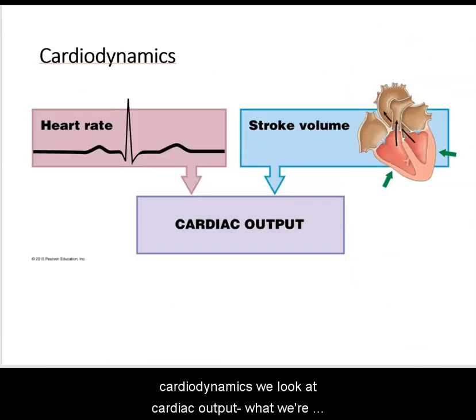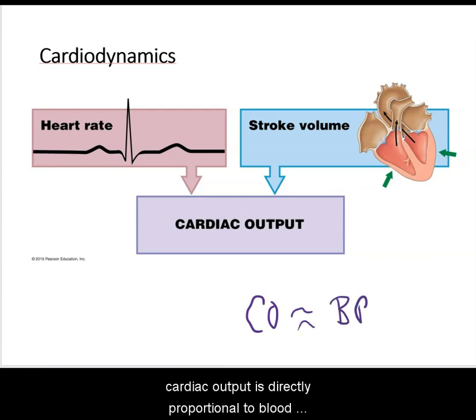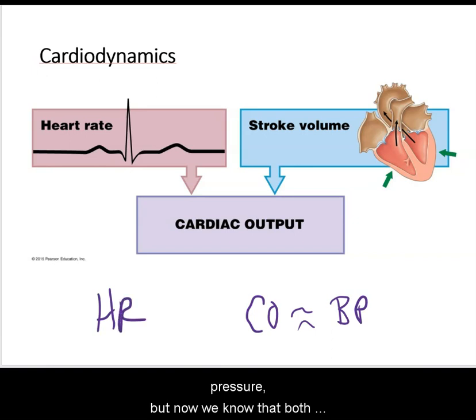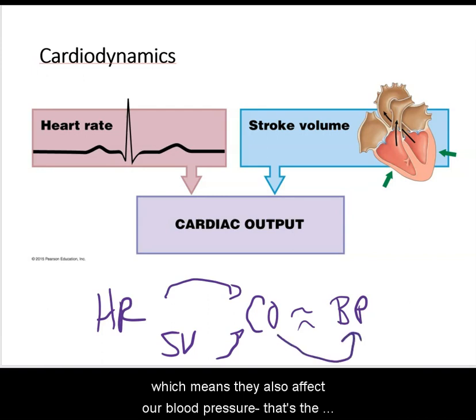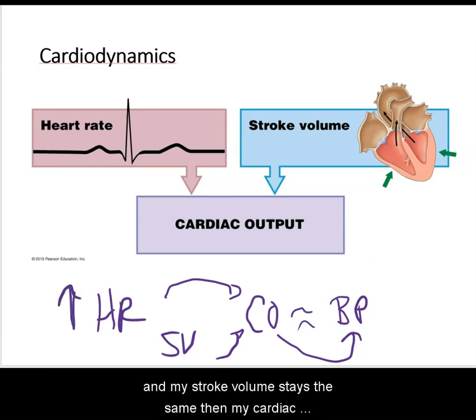So when we look at the cardiodynamics, when we look at cardiac output, what we're looking at is heart rate and stroke volume, and they're going to affect it. The big piece of this, or how I'm tying it together, is we already said that cardiac output is directly proportional to blood pressure. But now we know that both heart rate and stroke volume affect our cardiac output, which means they also affect our blood pressure. That's the end goal where we're getting. So if my heart rate goes up and my stroke volume stays the same, then my cardiac output goes up and my blood pressure goes up.